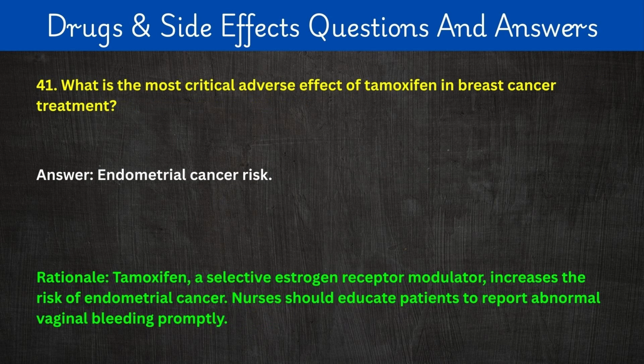41. What is the most critical adverse effect of tamoxifen in breast cancer treatment? Answer: endometrial cancer risk. Rationale: tamoxifen, a selective estrogen receptor modulator, increases the risk of endometrial cancer. Nurses should educate patients to report abnormal vaginal bleeding promptly.